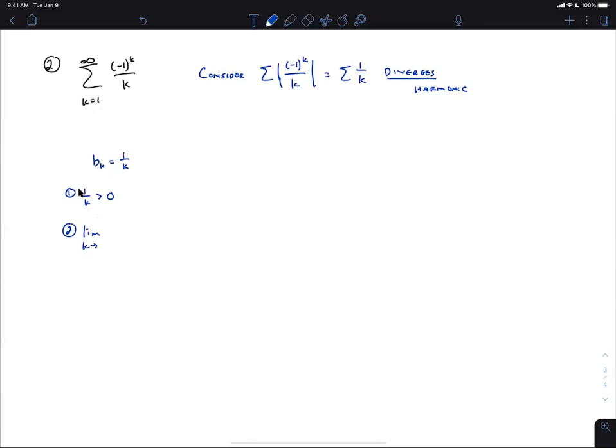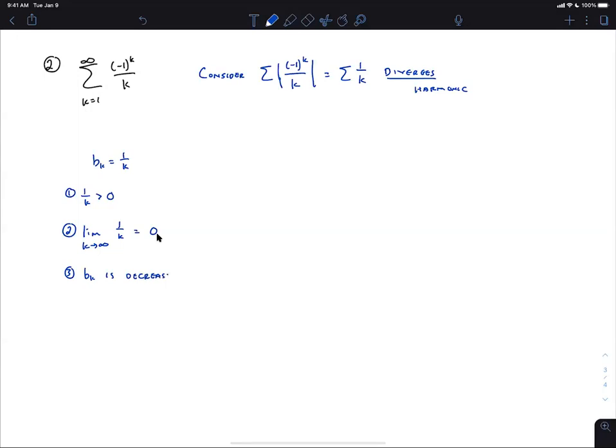Okay, so that's positive. The second thing is the limit as k approaches infinity of b_k, of 1 over k, is 0. This one is pretty straightforward, that 1 over infinity is obviously going to go to 0. And the third thing is that b_k is decreasing, and that's the one that a lot of times takes a little bit of work to show.